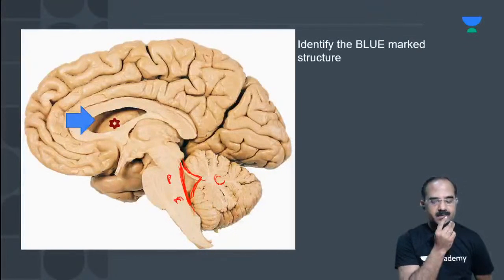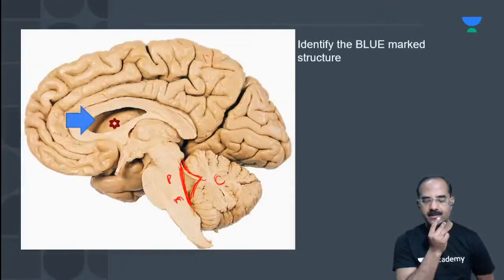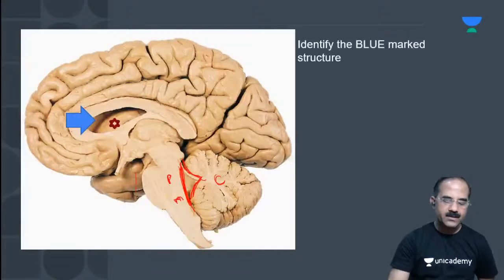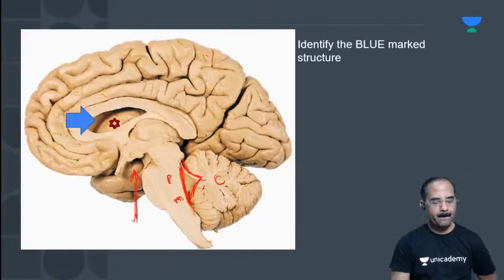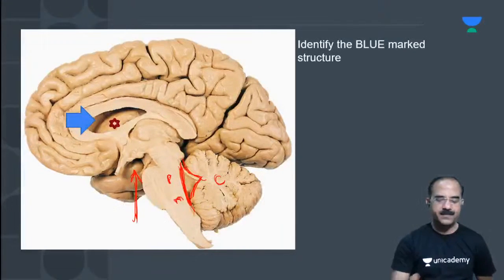Yes, the aqueduct of Sylvius is the cavity of the midbrain. What is this structure which is pointed? If you can answer this. What is this pointed structure? Anyone?